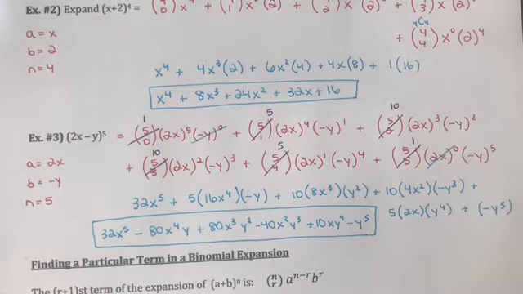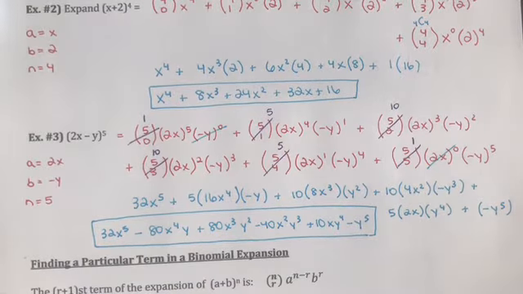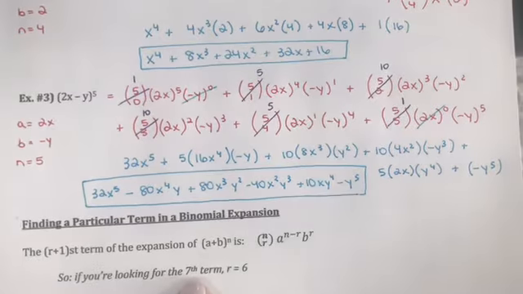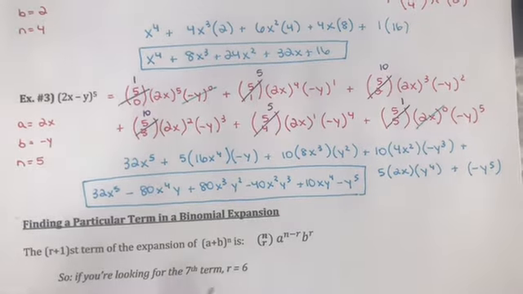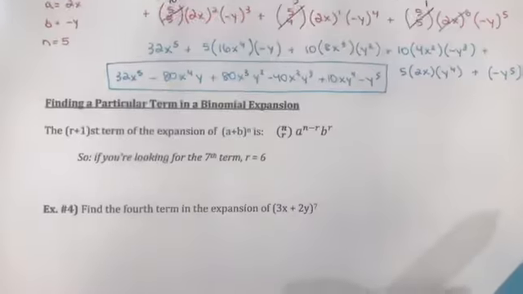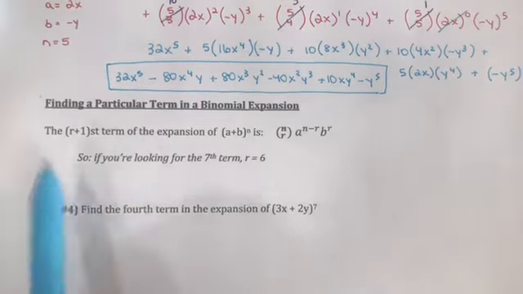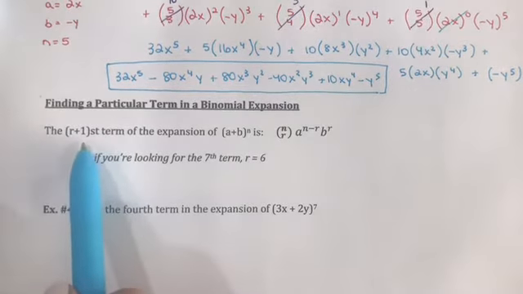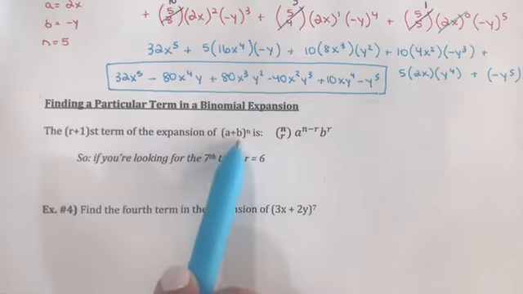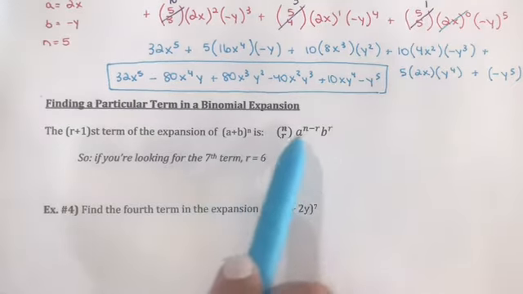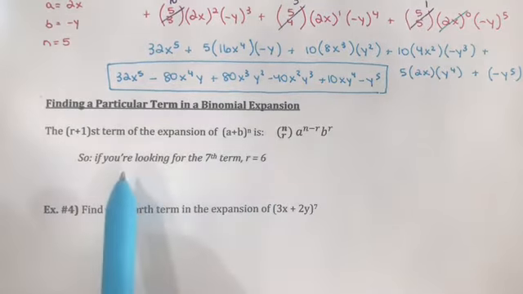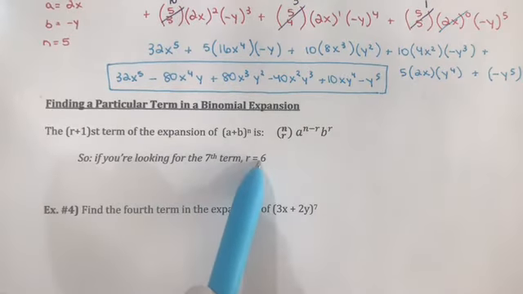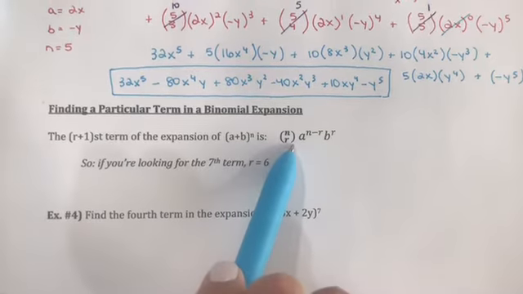Okay. Well, what if we're looking for an individual term? Okay, so for example, I'm looking for the 7th term of a sequence. There's actually a formula for us to be able to find that. So the r plus 1st term of the expansion of this binomial looks like this. Okay, so let's say we're looking for the 7th term. I would use r equals 6 in the formula.